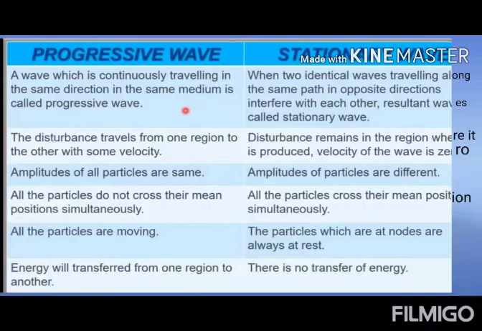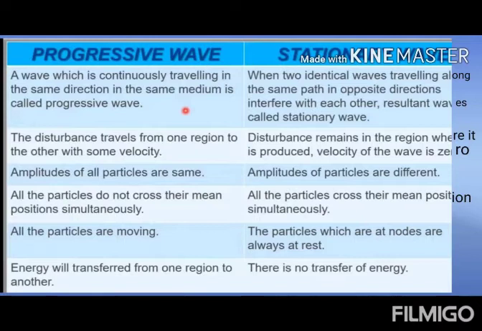Now the second point, in a progressive wave the disturbance travels from one region to the other with some velocity, but in a stationary wave, the disturbance remains in the region where it is produced. Therefore, the velocity of the wave is 0.